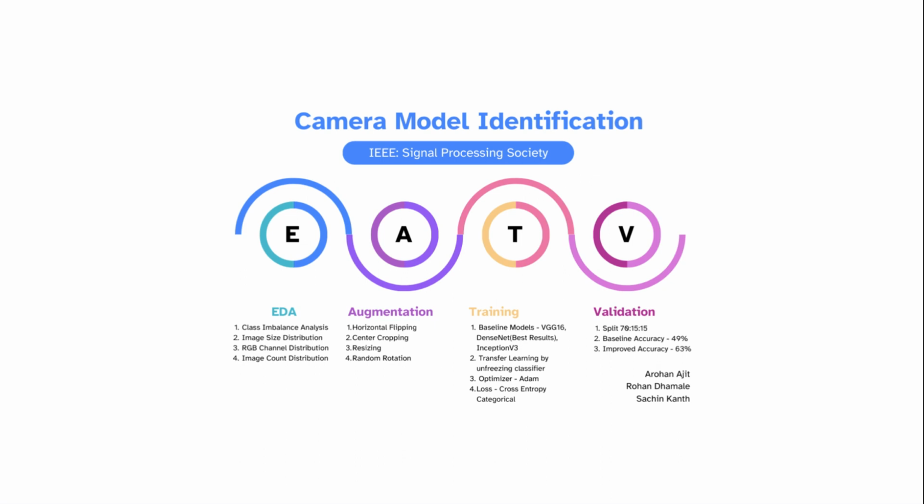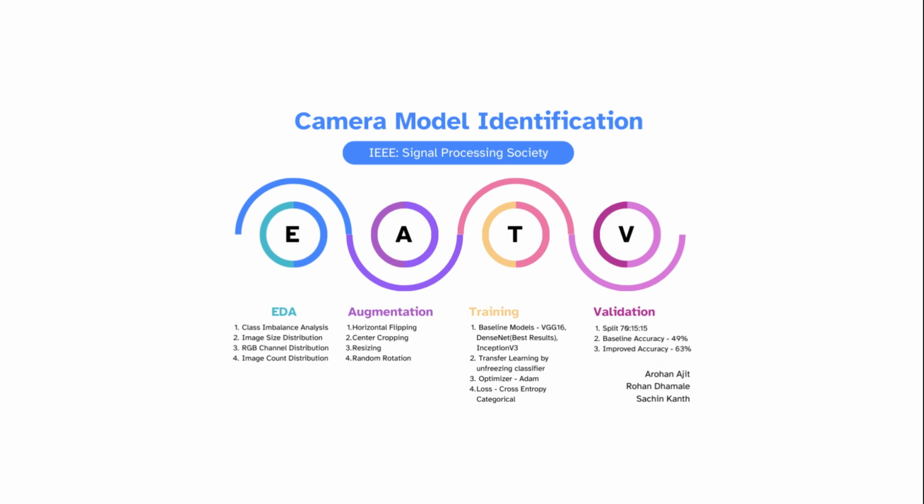So moving on, we moved to augmentation. For data augmentation, we did horizontal flipping, center cropping, resizing, and random rotations. For training, we tried various baseline models like VGG16, InceptionV3, and DenseNet, and we found out that DenseNet has a better overall performance.